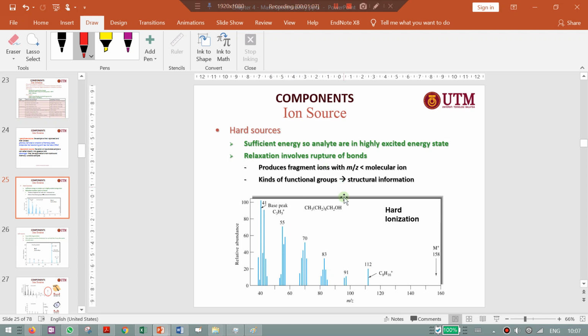In this ion source, you might get your molecular ion, or you may not.